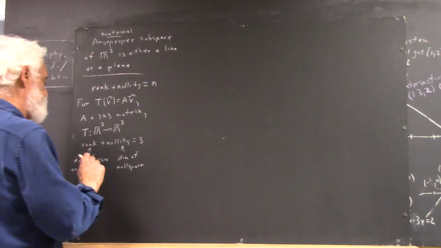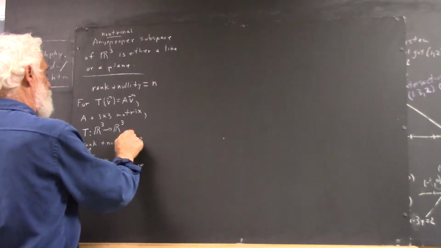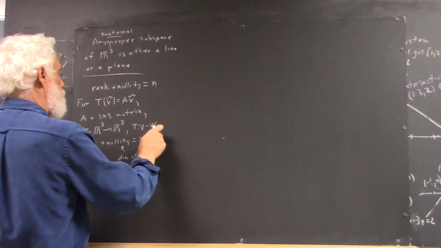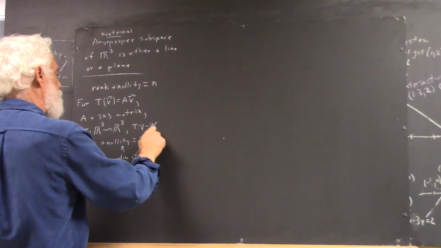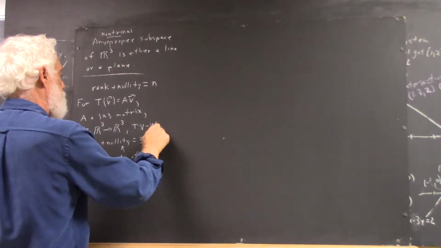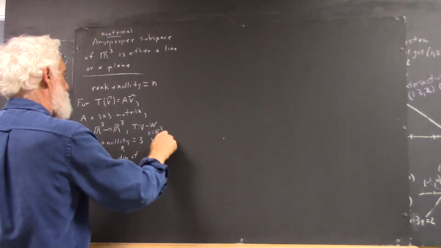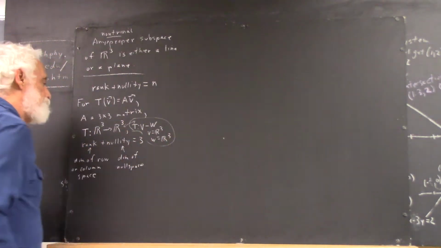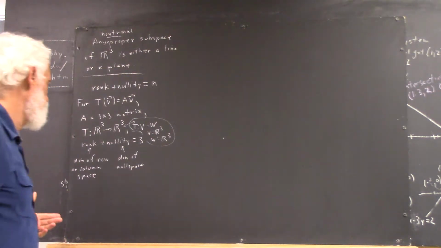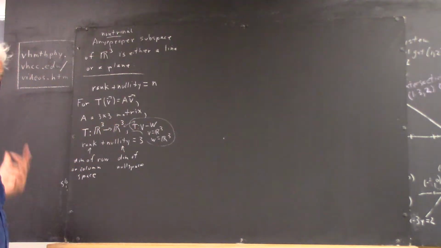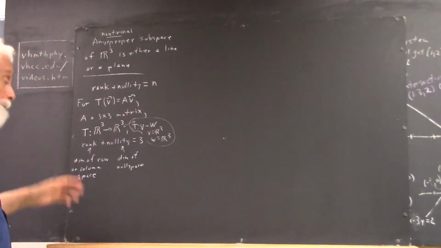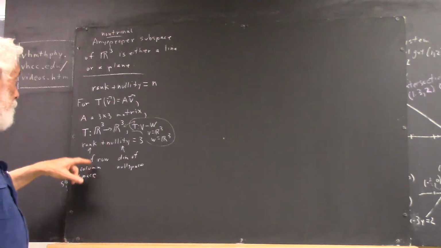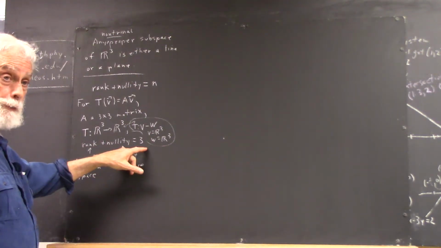So that would be a T from V to W, where V equals R3 and W equals R3. Well, in that case, the dimension of V is 3. The dimension of R3 is 3, and any basis of R3 has 3 vectors. That's what it means to be a basis. The rank plus the nullity has to equal 3 then.